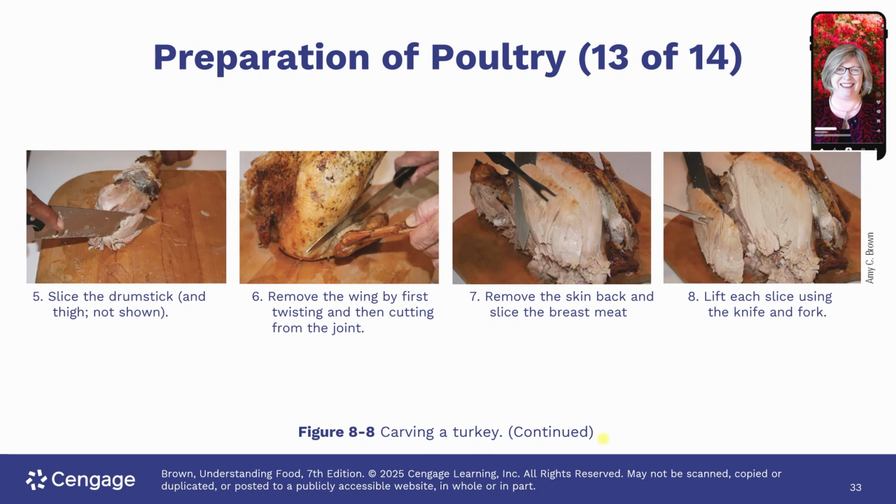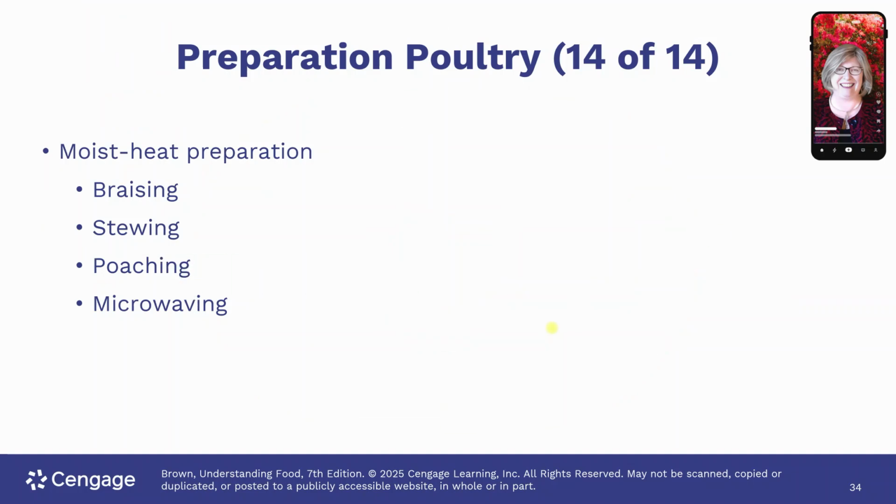Now you're going to slice the drumstick and the thigh, which is not in the picture. You're going to remove the wing, and then you're going to remove the skin back and slice the breast meat. And then you want to lift each slice using the knife and fork. These are some good pictures of how that happens. You also can use moist heat preparation with poultry. That would be braising, stewing, poaching, microwaving.